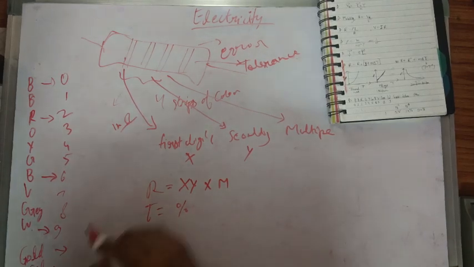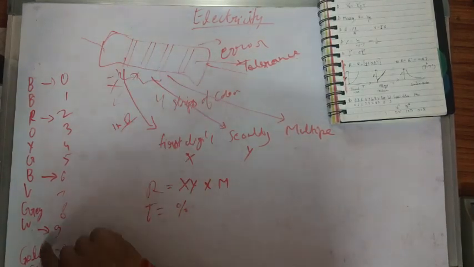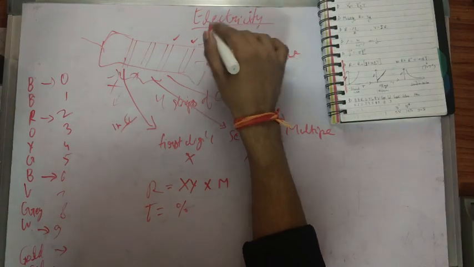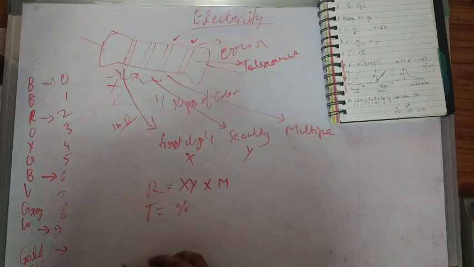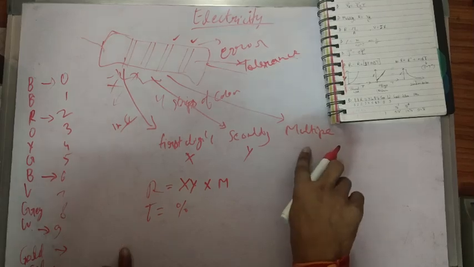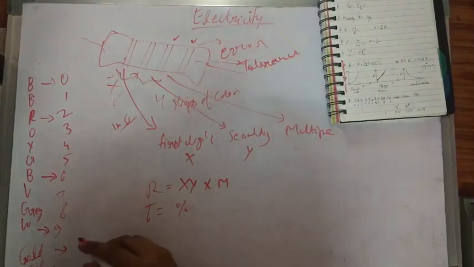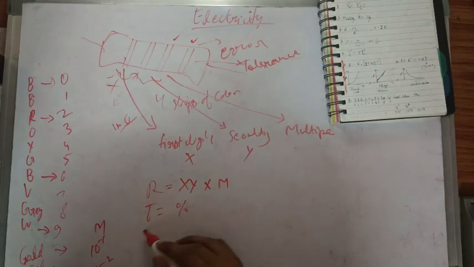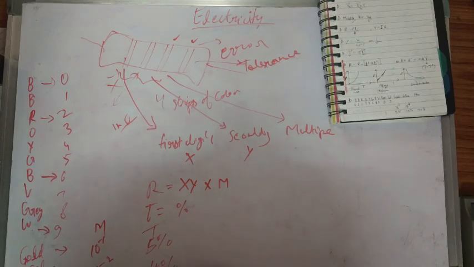Gold color is not used for first or second. Gold and silver are not used for first and second strip, but they are used for third and fourth. These two help in telling the multiplier value and also the tolerance. When it tells the multiplier, gold is 10 to the power minus 1, and when silver is used, it means 10 to the power minus 2. When it gives the tolerance value, in case of gold it is 5%, and when silver is used, it means 10% error.